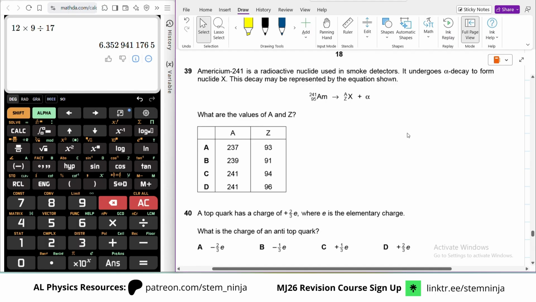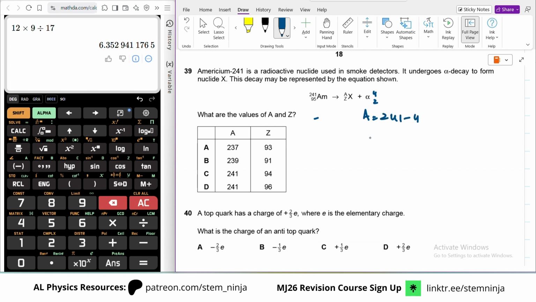Americium-241 is a radioactive nuclide used in smoke detectors. It undergoes alpha decay to form nuclide X. This decay may be represented by the equation shown. What are the values of A and Z? So this is easy. Alpha is 4/2. That means A is 241 minus 4, and Z is 95 minus 2. So this is 237 and this is 93.